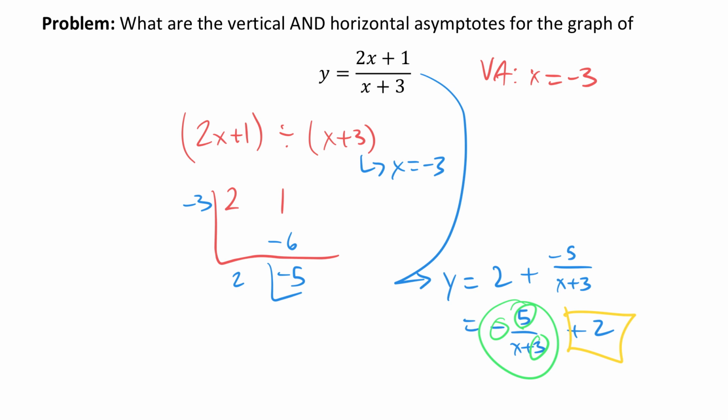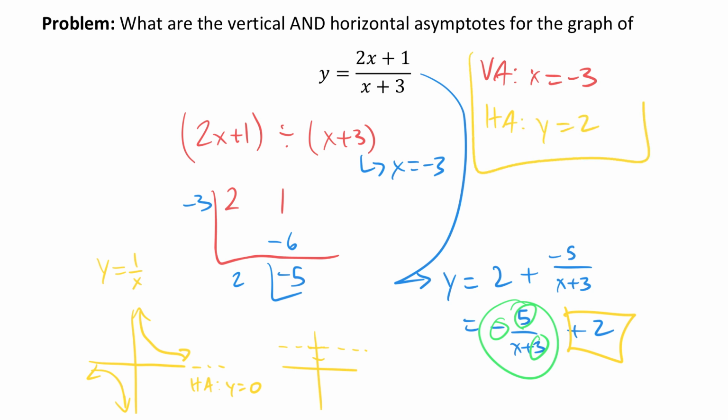And so if you can imagine the original graph, the original y equals 1 over x graph looks like this, and it has a horizontal asymptote right here, at y equals 0. Well, if I move that up 2, now 1, 2, I'm going to have a horizontal asymptote at y equals 2. And so based on that logic, I can say I have a horizontal asymptote at y equals 2.